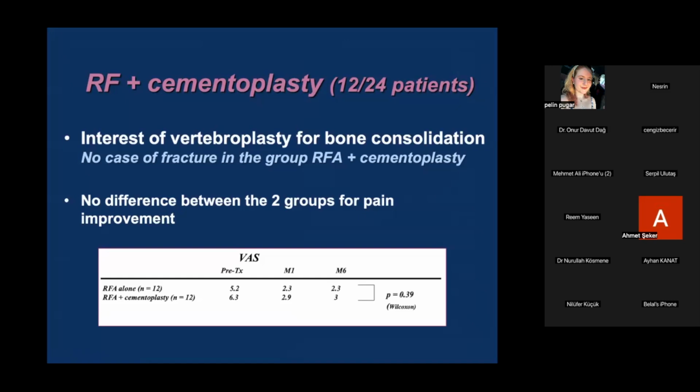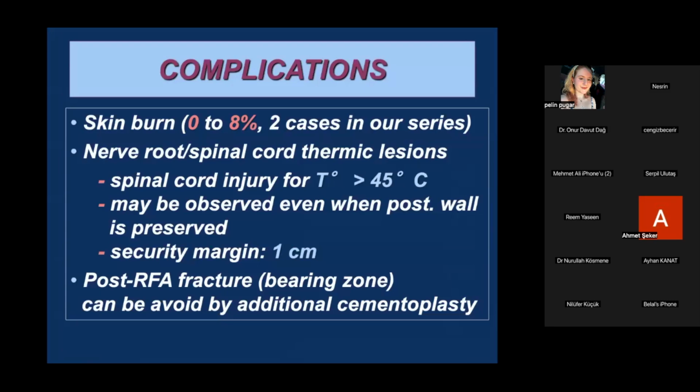Complications in the literature: you can have skin burn if you are too close to the skin, and also, which is the most frightening for us, a nerve root or spinal cord thermic lesion. The spinal cord is very sensitive to thermic injury. If the temperature is above 45 degrees Celsius, you can have a definitive thermic lesion of the spinal cord, and you can have this thermic lesion of the spinal cord even if the posterior wall of the vertebra is preserved. So it doesn't prevent spinal cord thermal injury.